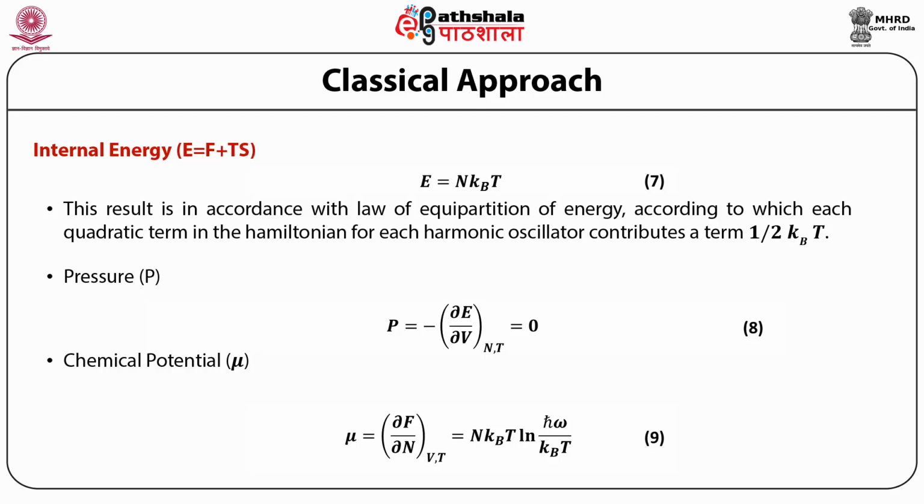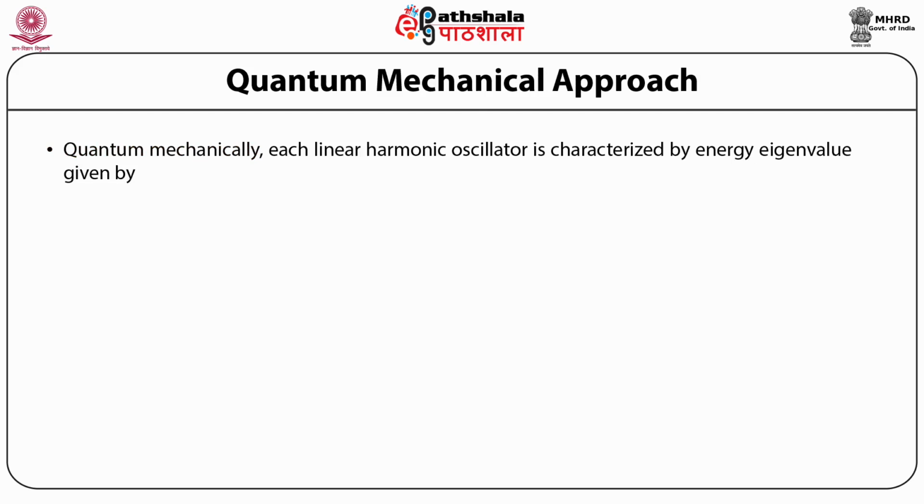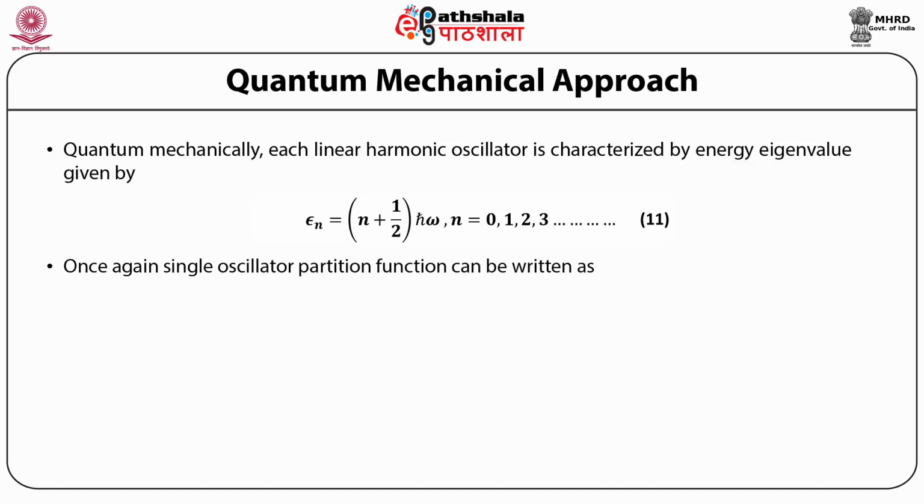Quantum mechanical approach. Quantum mechanically, each linear harmonic oscillator is characterized by the energy eigenvalue epsilon n, which is equal to (n plus half) h bar omega, where small n goes from 0, 1, 2, 3 up to infinity.